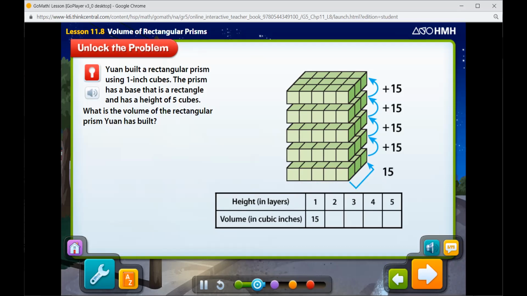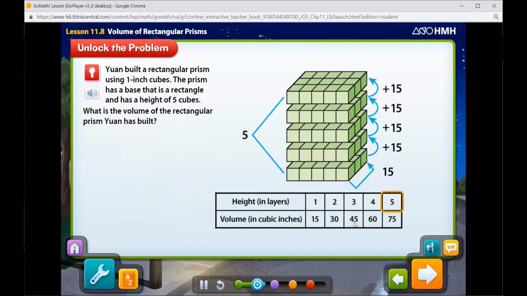Tell me, girls, when you have 2 layers, you will have 30. When you have 3 layers, 45. When you have 4, 60. When you have 5, you have 75. Till here, is this clear? What rule can you use to find the volume of the 5-layer prism?